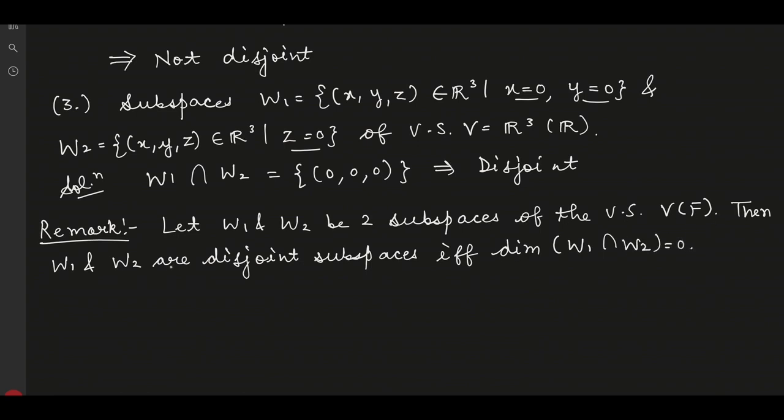Because W1 and W2 are disjoint subspaces means their intersection is the 0 subspace and its dimension will be 0, because the 0 subspace is linearly dependent. I have told you, it is linearly dependent, so its dimension will be 0. So if the dimension of W1 intersection W2 is 0, then I can directly say that W1 and W2 are disjoint subspaces.